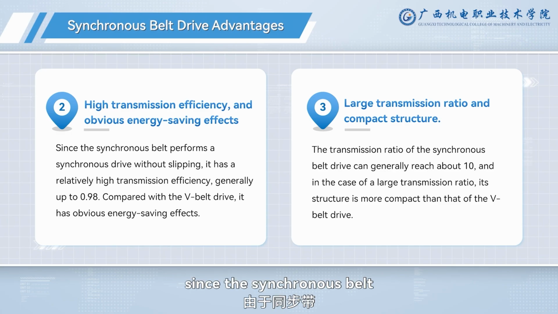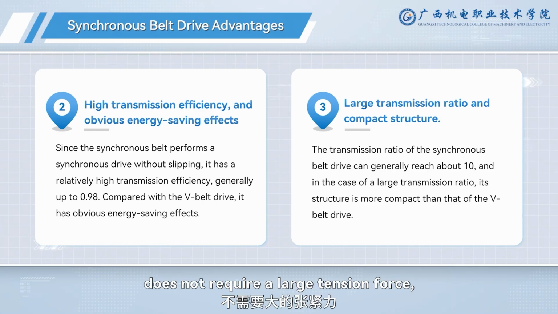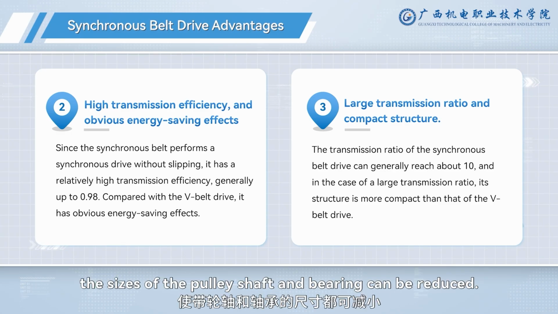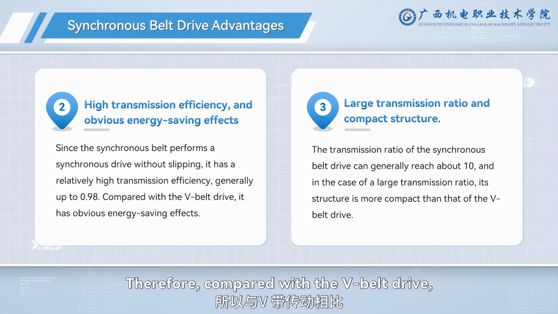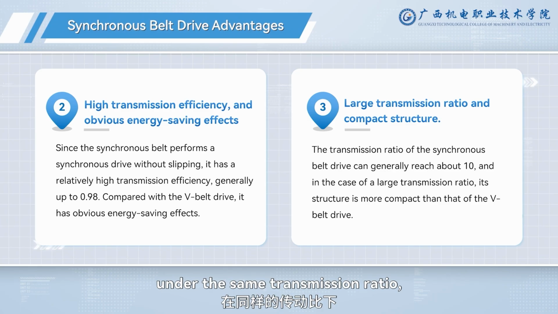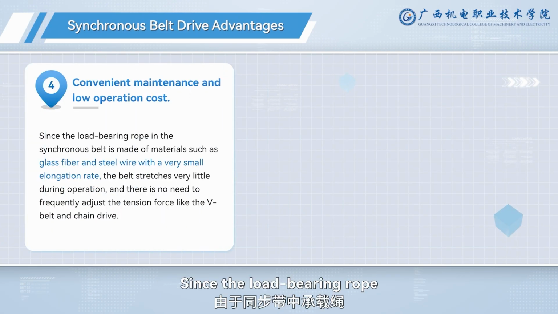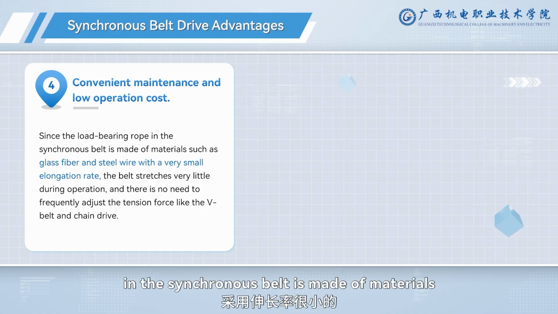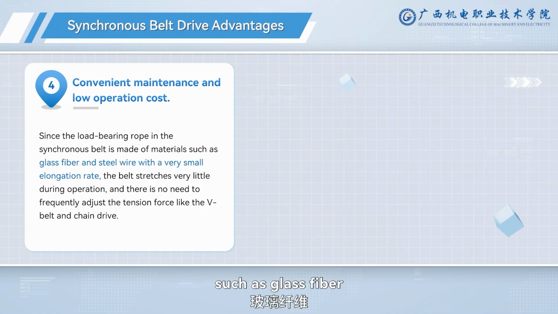In addition, since the synchronous belt does not require a large tension force, the sizes of the pulley shaft and bearing can be reduced. Therefore, compared with the V-belt drive, under the same transmission ratio, the synchronous belt drive has a more compact structure.